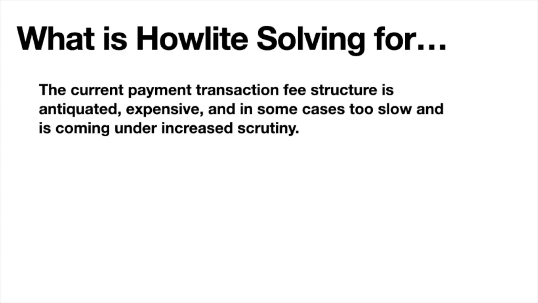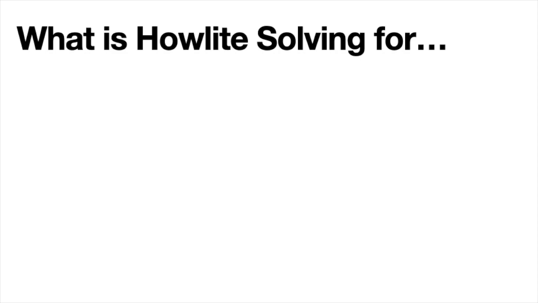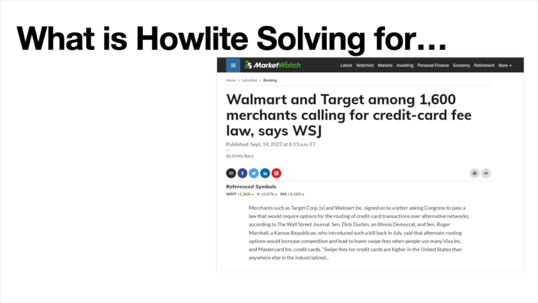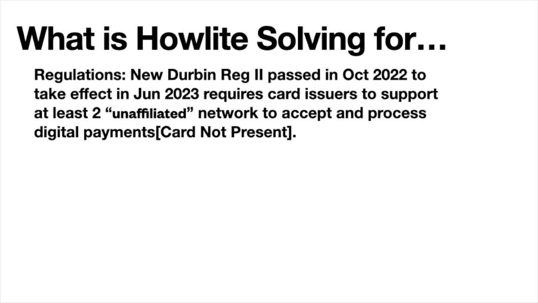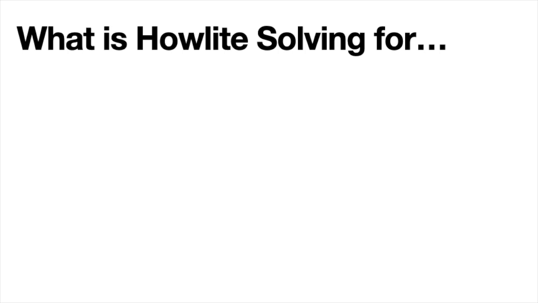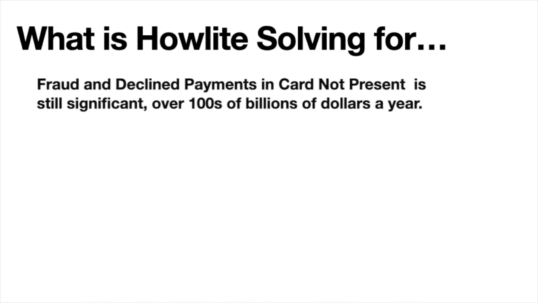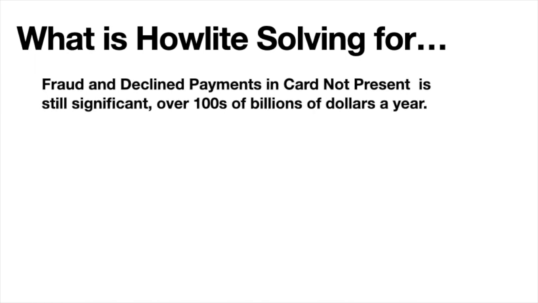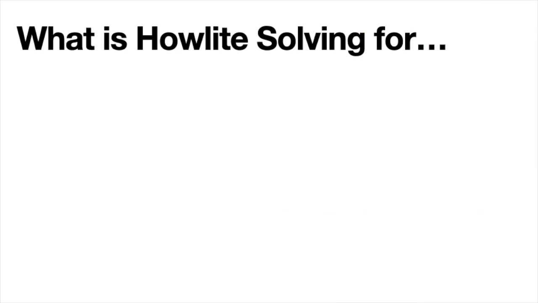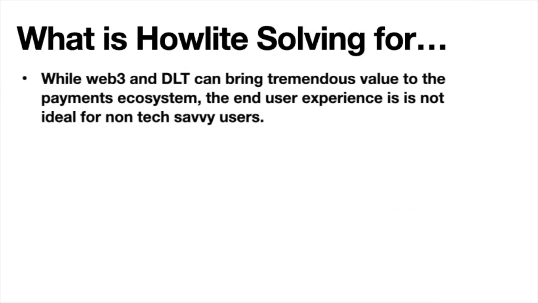Cost is definitely a big component, which using Hedera, especially with the security biometrics, we can bring the cost down significantly. The other big thing is the Durbin Regulation II. More information is available in the main presentation on why this is such a key thing, where merchants have to support multiple networks. Fraud and declined payments is always a big number in the payment processing ecosystem.